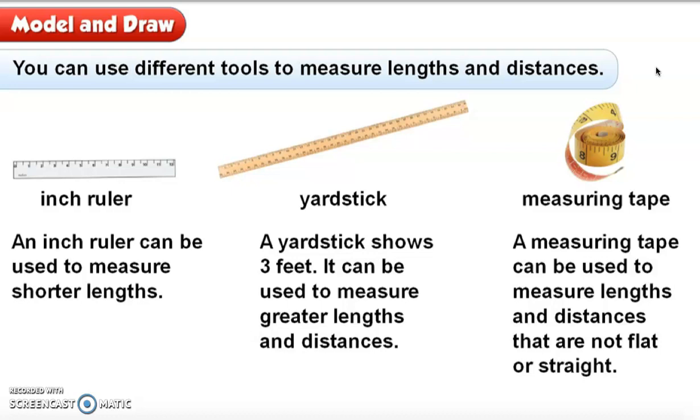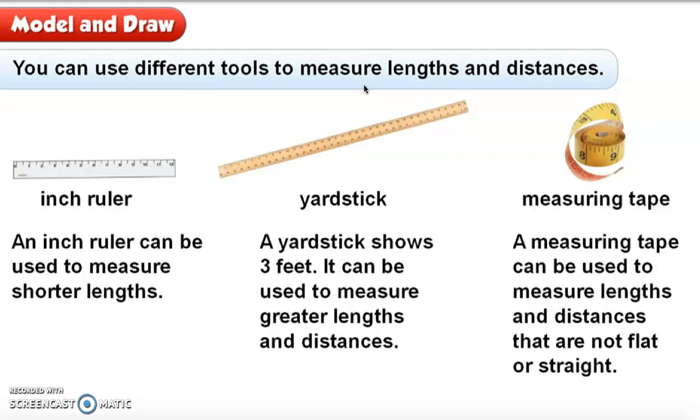Okay. A yardstick is longer than an inch ruler. A yardstick shows 3 feet. So 3 inch rulers make up 1 yardstick. Okay? A yardstick can be used to measure greater lengths and distances. So greater lengths, again, a chalkboard, right? A window might be, if you have a large window like the one I do.